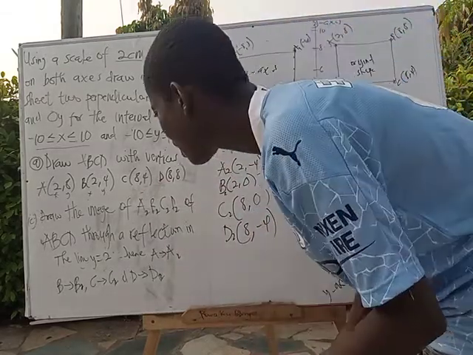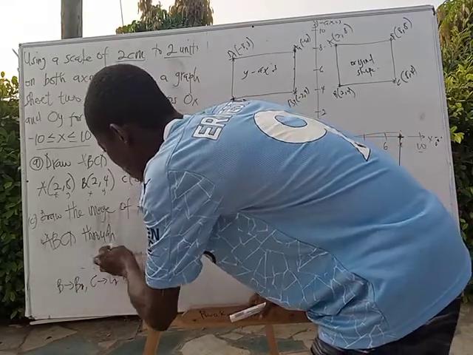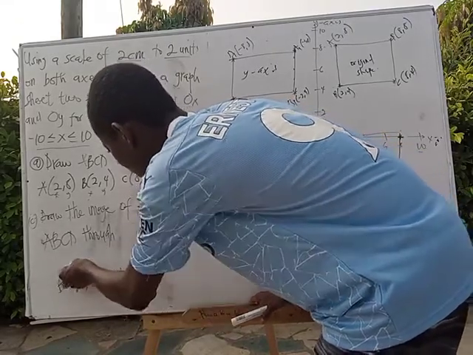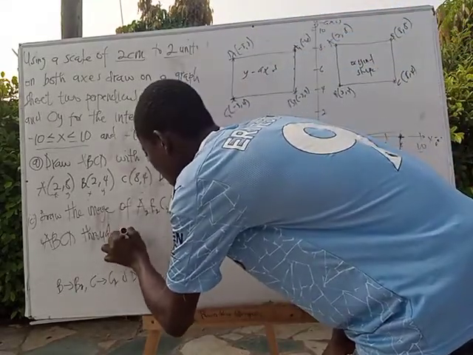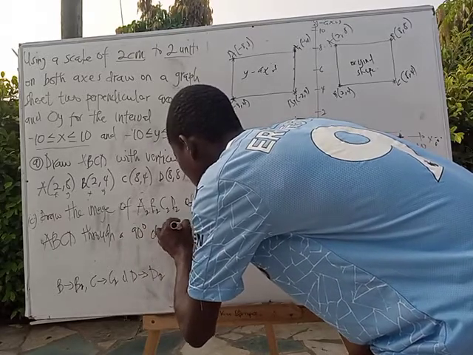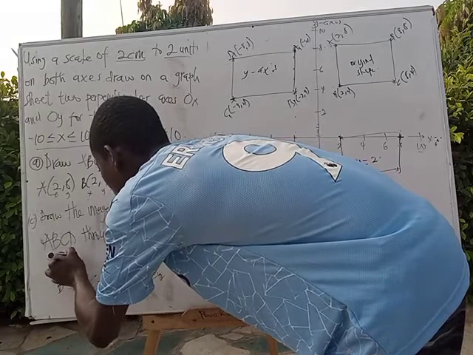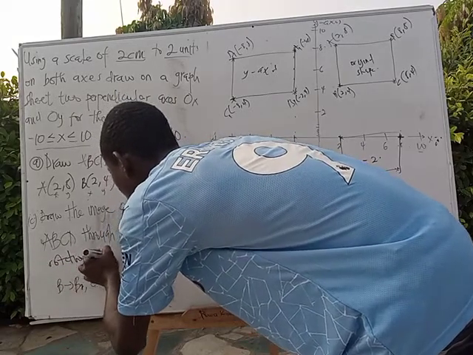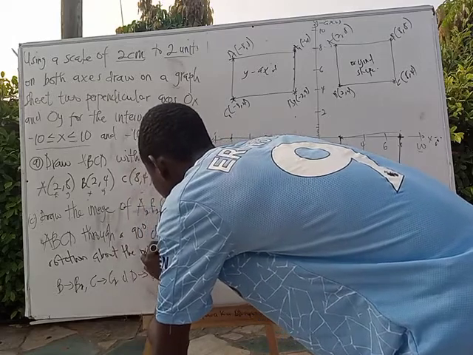So let's go to another one. We've done reflection, so let's take one rotation question. A 90 degrees clockwise rotation. We are rotating about the origin.